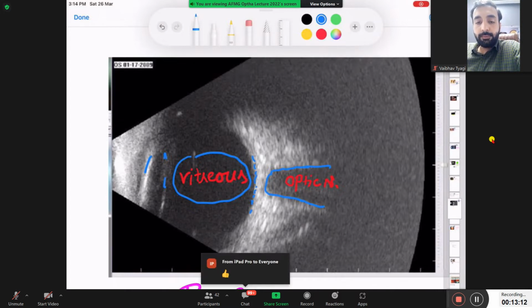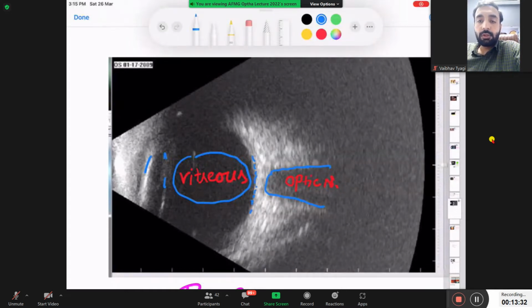Examination through hazy media means if there is opacity in the cornea, your cornea is hazy because of any opacity, or there is a dense cataract in the lens, then your media becomes hazy. You cannot see through the light rays, even with the help of indirect ophthalmoscope. So in those patients, we can see retina with the help of B-scan ultrasonography.